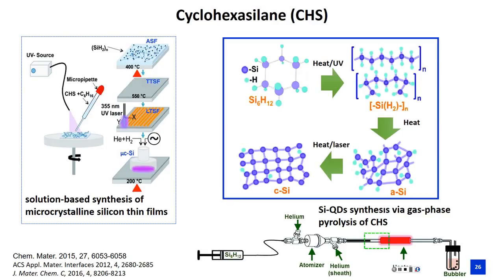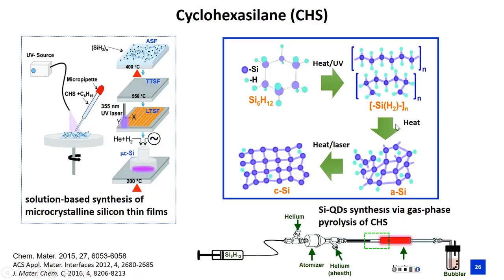So the preparation of silicon-containing materials using cyclohexasilane follows a general chemistry. Basically, due to heat treatment or UV treatment, the cyclohexasilane can transform into hydrogenated polysilane through ring opening polymerization.